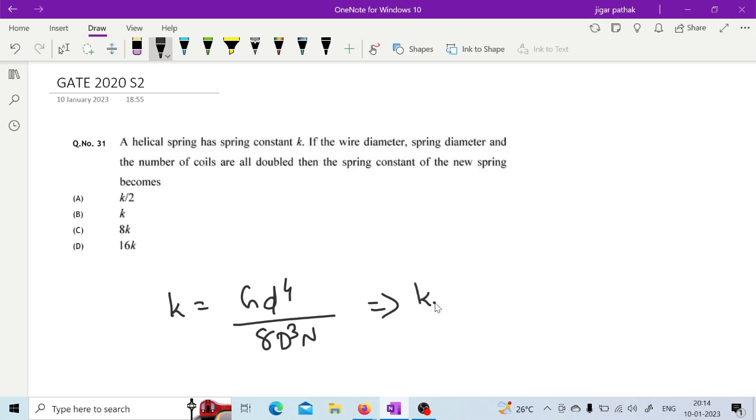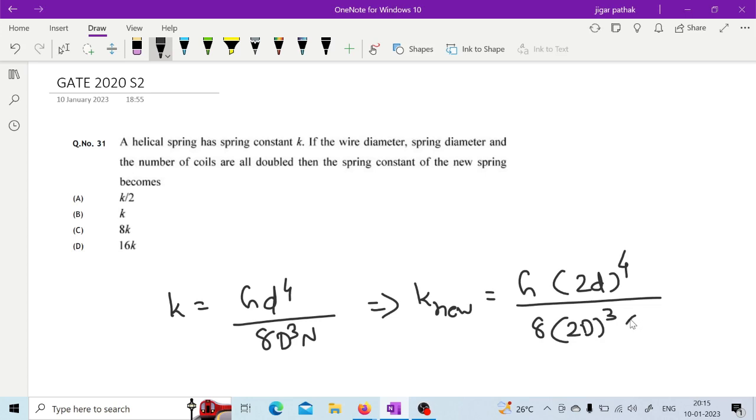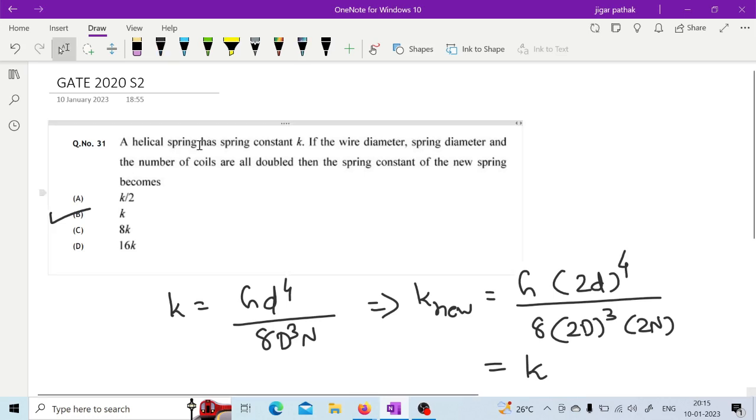So for that new K, the wire diameter is doubled, the coil diameter is doubled and the number of coils is doubled. Basically 2 to the power 3 into 2 will be 2 to the power 4, and here also 2 to the power 4, so it will ultimately be equal to the same K, because all will get cancelled. That is why you are getting B, correct?